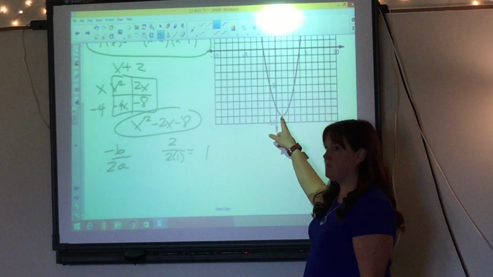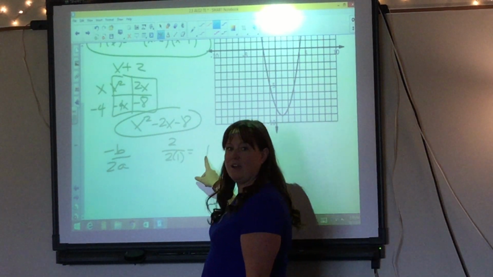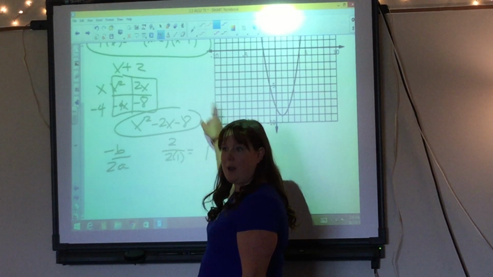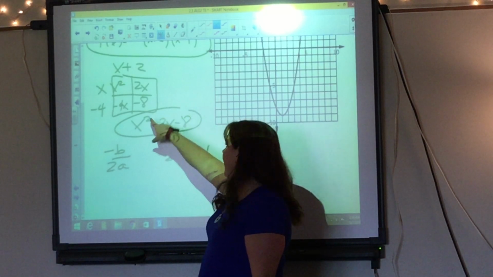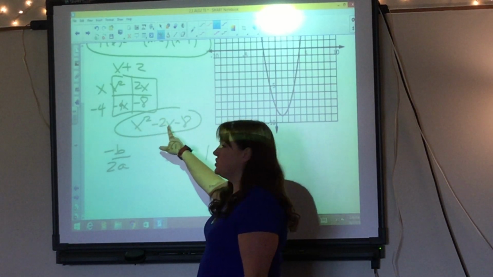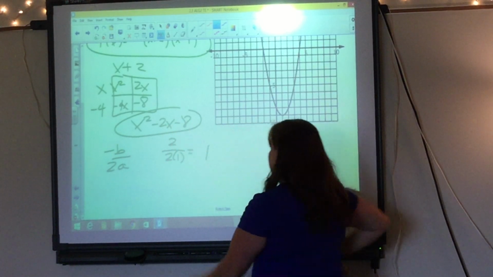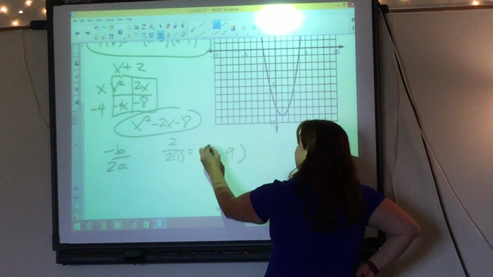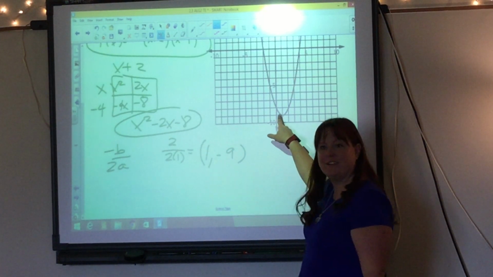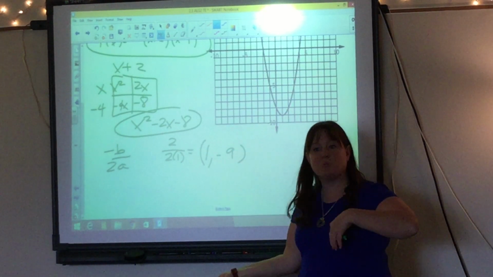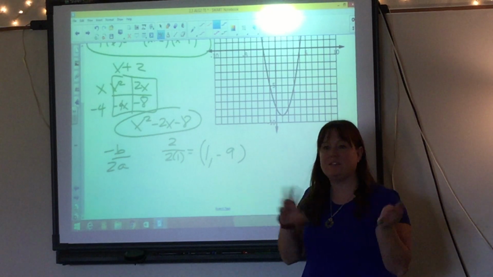Then I take that and plug it back in. So I have 1 minus 2 minus 8, which is negative 9. Good job. So we can use algebra to match our graph. We can see that they work.